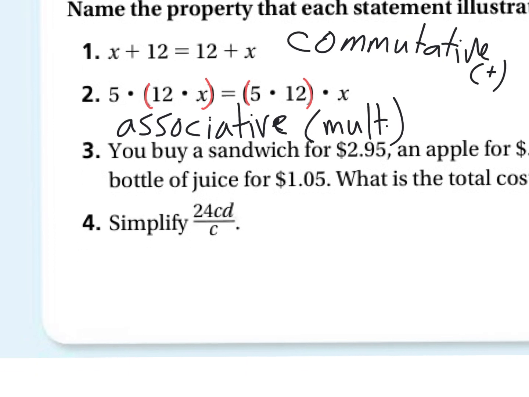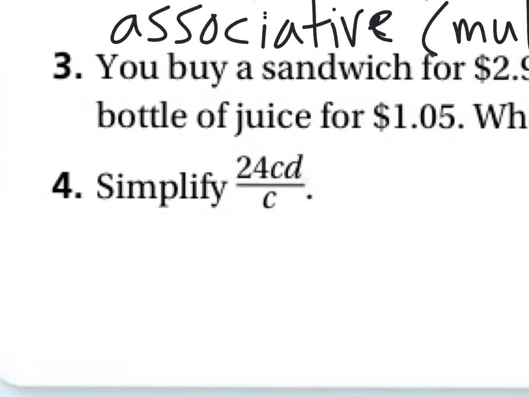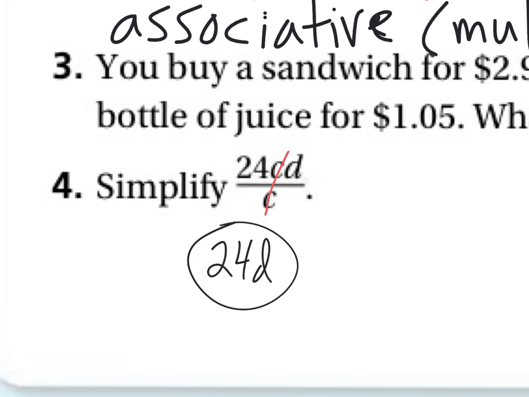If we look at number 4, trying to simplify that. Basically, those are all factors, and so we can reduce those both by a factor of c, or you could say divide by c on both of those, numerator and denominator. And we get 24d over 1, which is the same as just 24d.